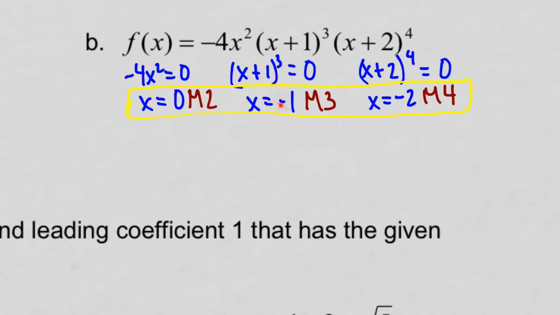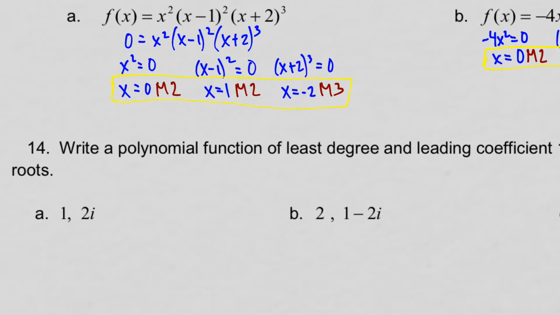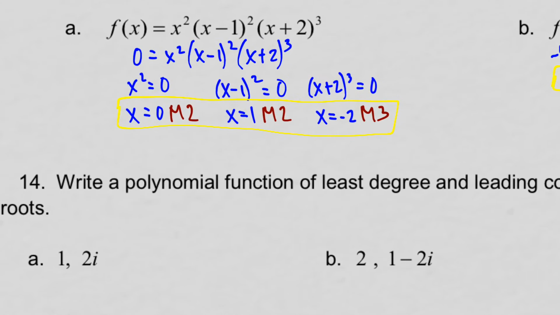Here it gives you -1, and the multiplicity is 3. And here it gives you -2, but the multiplicity is 4. And remember, how does that help us? The point of these problems is to get you to see the multiplicities so that when you graph them, you can tell if it either crosses or touches.